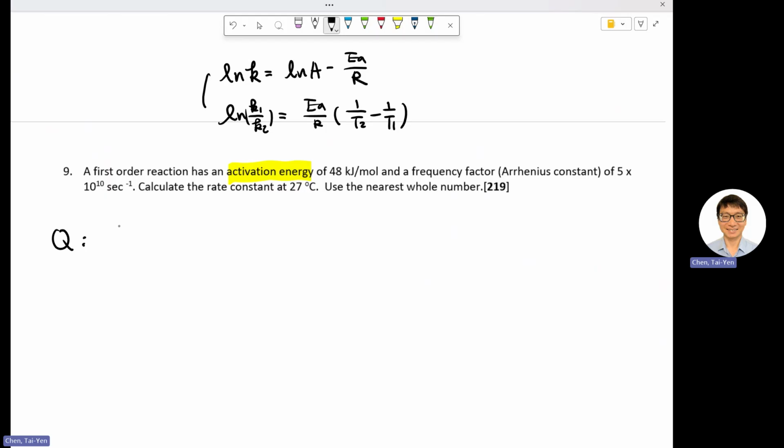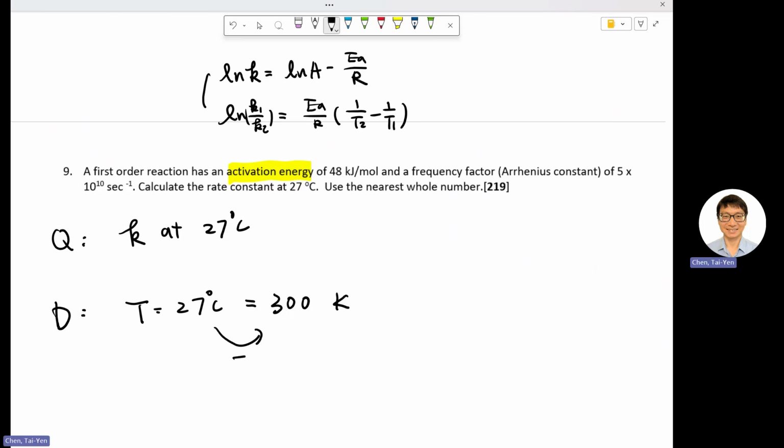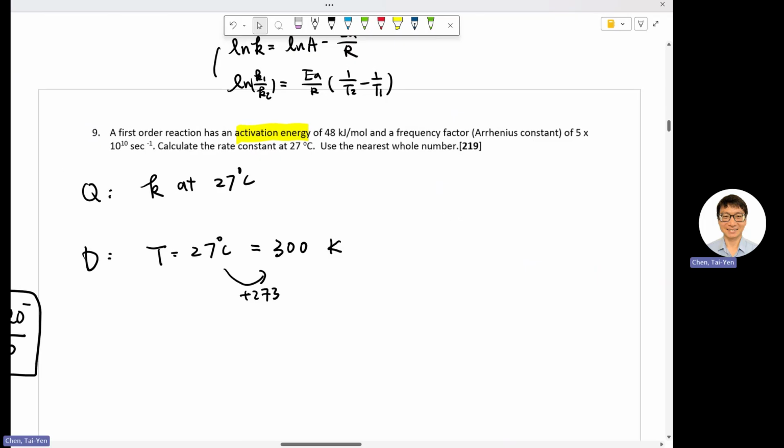The rate constant K at 27 degrees C. Okay. So now, what's the data that you have? You know your T is 27 degrees C, right? But I need to convert into Kelvin, right? So it becomes 300 K, right? Plus 273, right? And then what else do you have?